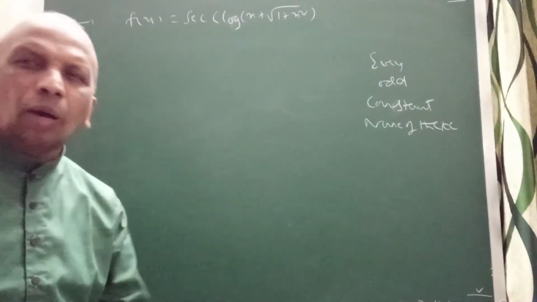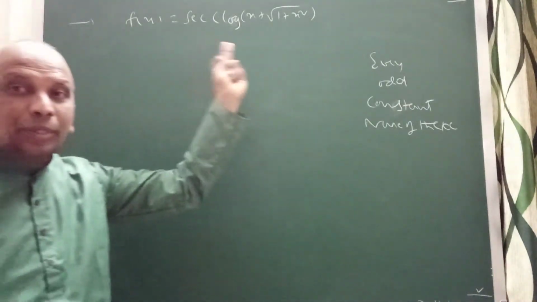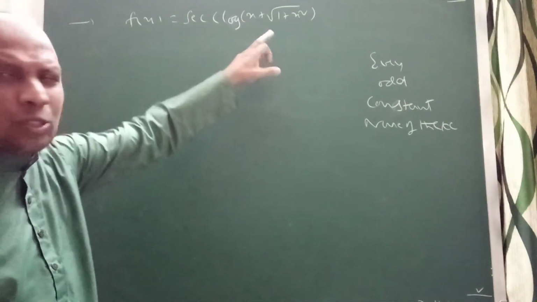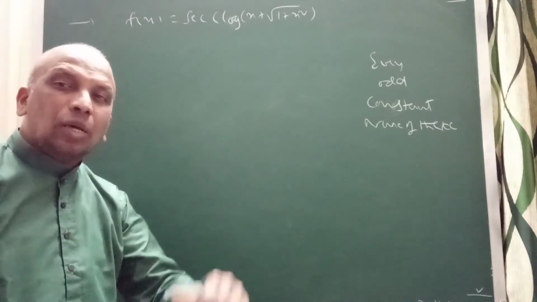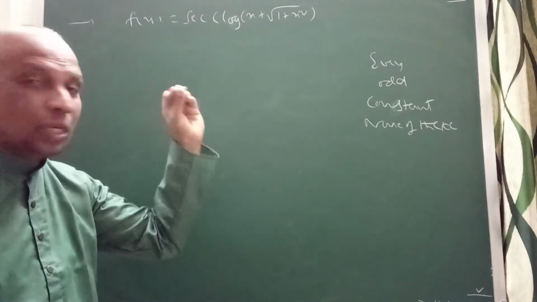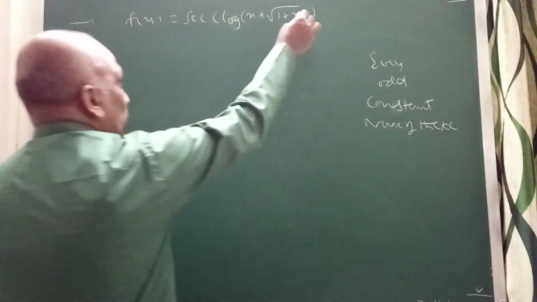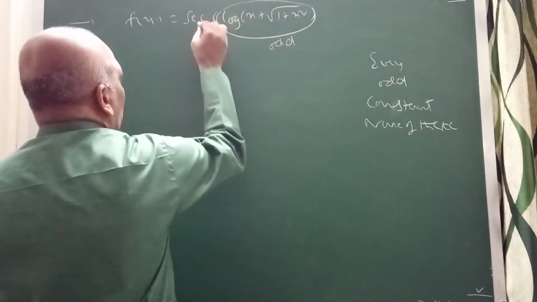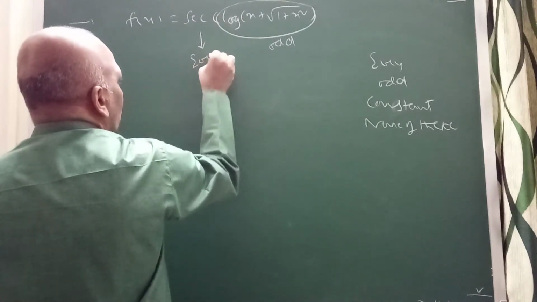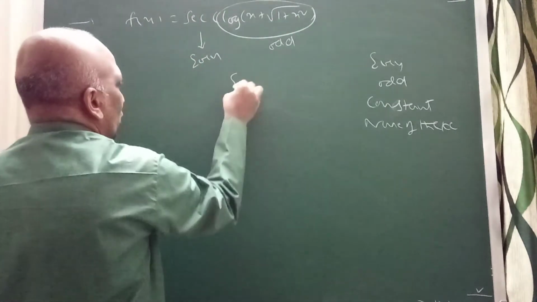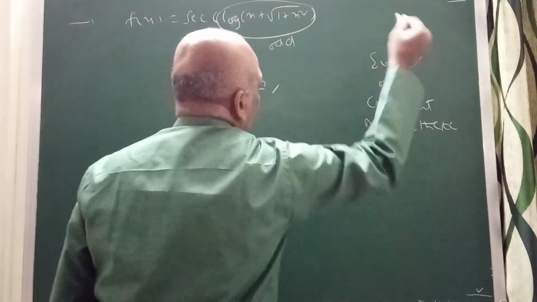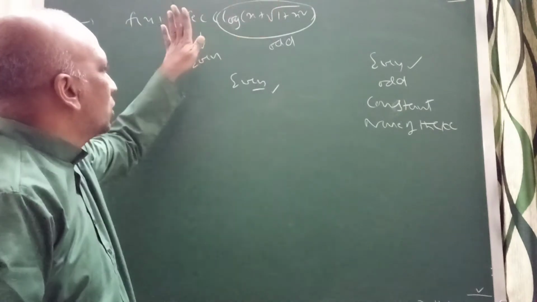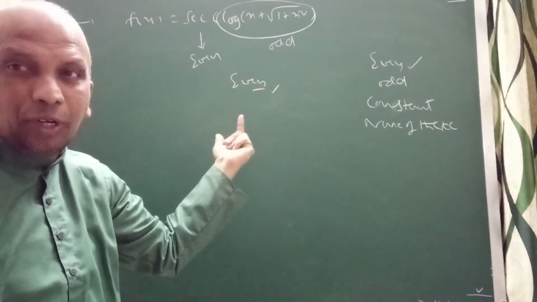Now you can see, just observe the previous problem, then you can tell your answer immediately. Just think about that. I am given f of x equal to secant of log of x plus root of 1 plus x square. Just observe the previous problem, then your answer will be easy. So clearly we explained this one. This is an odd function, right? And secant of this will be even. So even of odd will be an even function. Correct? Your answer is even. This is odd, and secant, the composite function, is an even function.